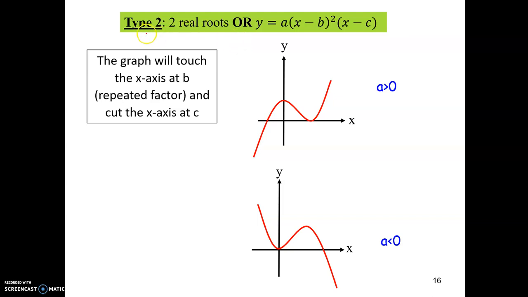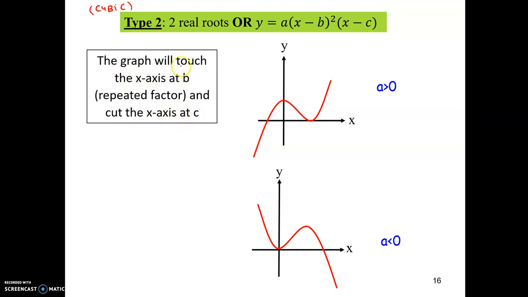Okay, so this is the second type for the cubic graph. So this is still a cubic graph, cubic function. The second type is where we have two real roots, or we can write y equal to a(x minus b) squared (x minus c). So what we have for this graph is that the graph will touch the x-axis at b, where we have the repeated root, and cut the x-axis at c.